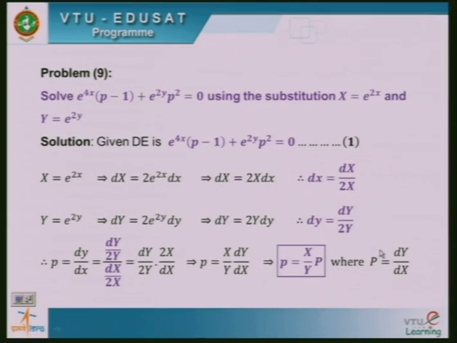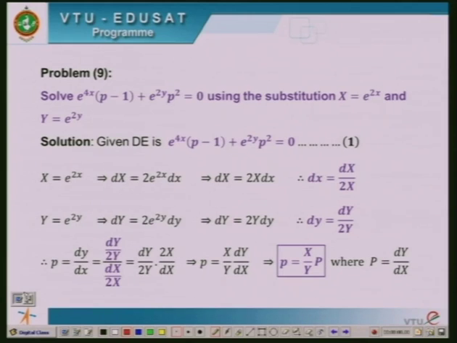Problem number 9. Solve e to the power of 4x into p minus 1 plus e to the power of 2y into p square equals 0 using the substitution capital X equals e to the power of 2x and capital Y equals e to the power of 2y. Given differential equation is e to the power of 4x into p minus 1 plus e to the power of 2y into p square equals 0.